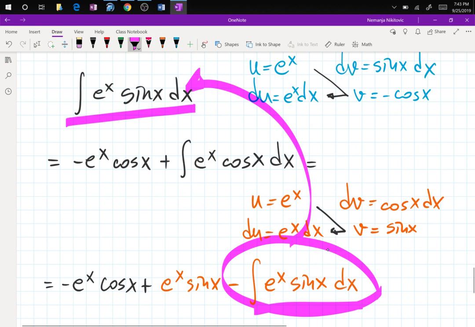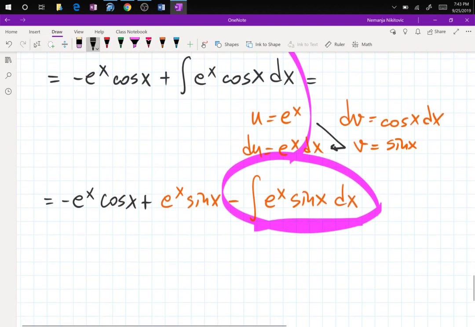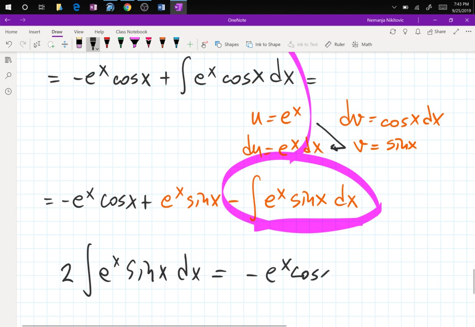So now you're going to take this integral, move it to the left side of the equation, and just add the 2 integrals, which creates 2 integral of e to the x sine x dx is equal to negative e to the x cosine x plus e to the x sine x. It's like a $1 million trick. Divide both sides by 2, and problem solved.